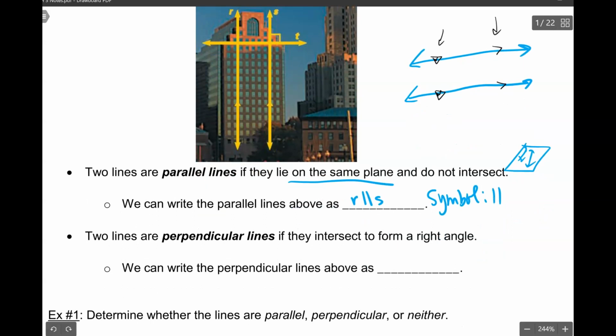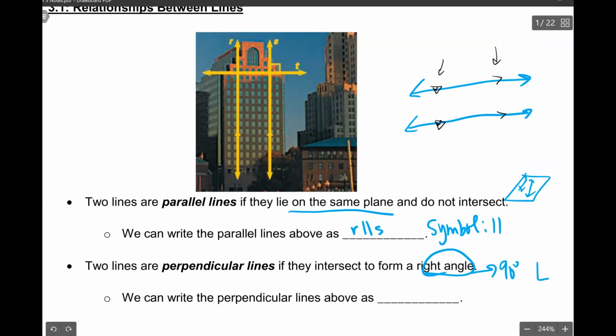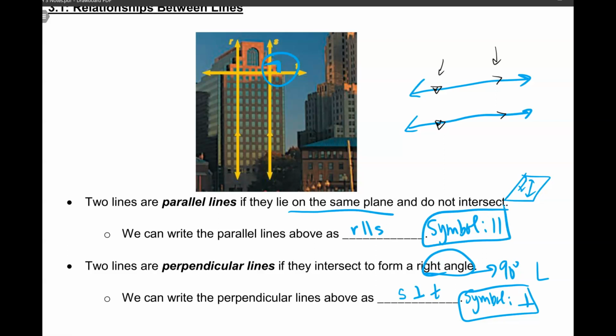And then two lines are perpendicular if they intersect to form a right angle. So a right angle is 90 degrees. So you'll see a little box like up here. This is the little box that means 90 degrees. We can write perpendicular lines above as S is perpendicular to T. So the symbol is just that upside down T, for two lines that are perpendicular and crossing.